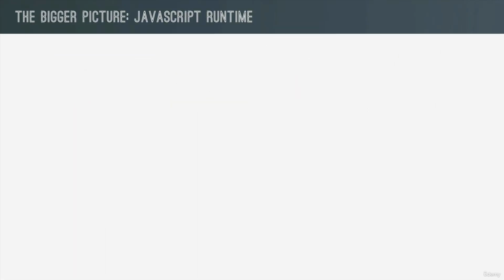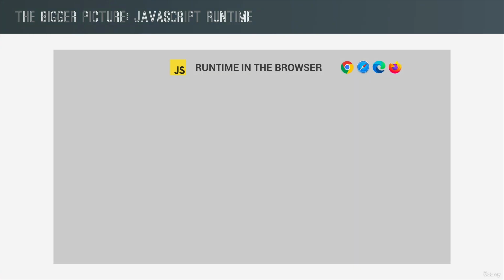Alright, so we looked at the JavaScript engine and how it works behind the scenes in quite some detail. Now, to round off this lecture, let's also take a look at what a JavaScript runtime is, and in particular, the most common one, which is the browser. And by doing this, we can get the bigger picture of how all the pieces fit together when we use JavaScript. And so this is a really important slide.